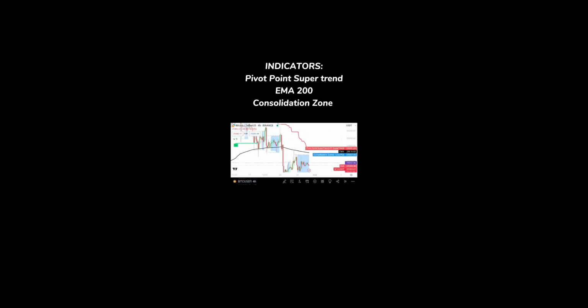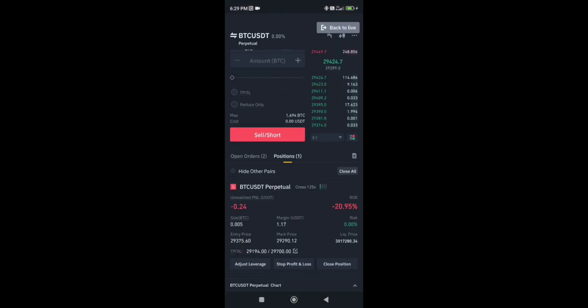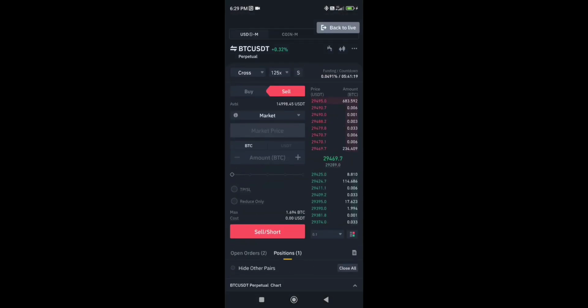So normally the Indian blogger, he said that we can make it like a guidance on how to trade Binance, Bitcoin and Ethereum.